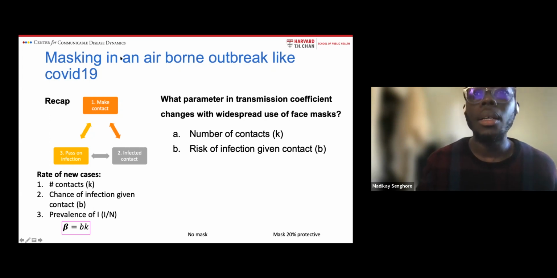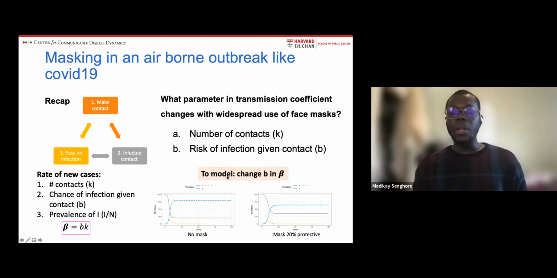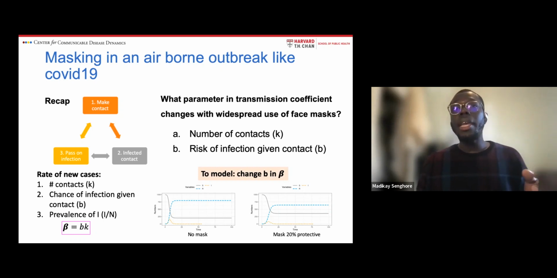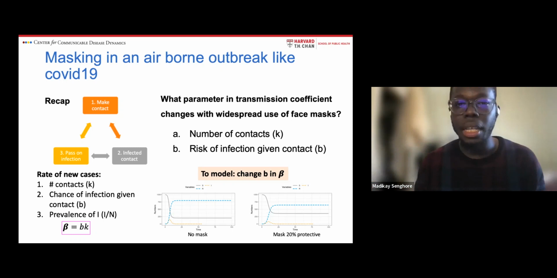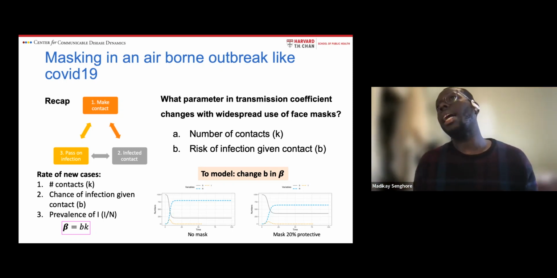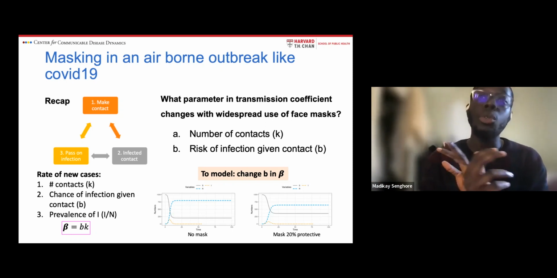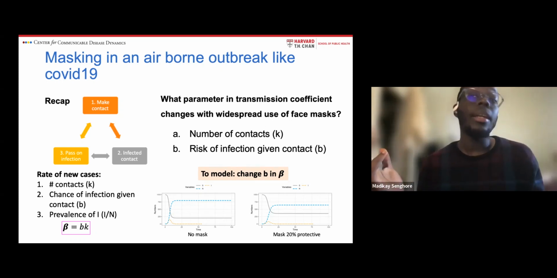Brilliant. So now we can actually model this, right? We can model this by saying, okay, if the mask is 20% protective, and we're giving a modest estimate here because we're accounting for the fact that not everybody will wear a mask, and some of those who wear it will not wear it properly. So let's say it's 20% protective at a population level.